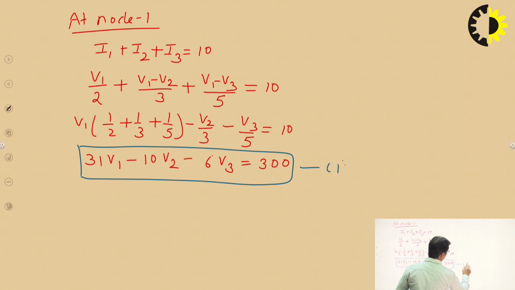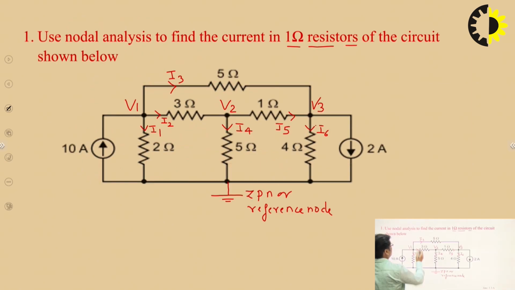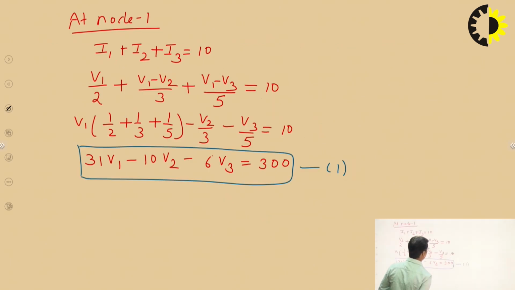Since we have three variables V1, V2, V3, we have to form three equations. This is one of the equations at node 1. So at node 1, this is the first equation. Now similarly at node 2, we can see that I2 will be equal to I4 plus I5.